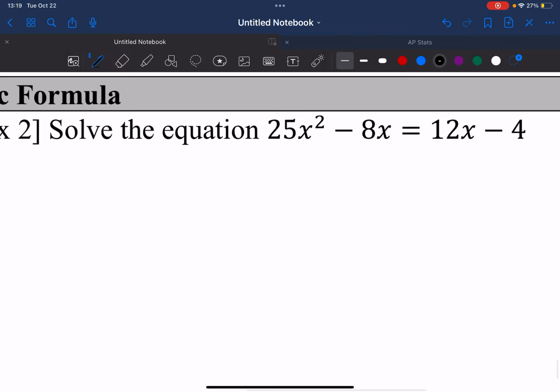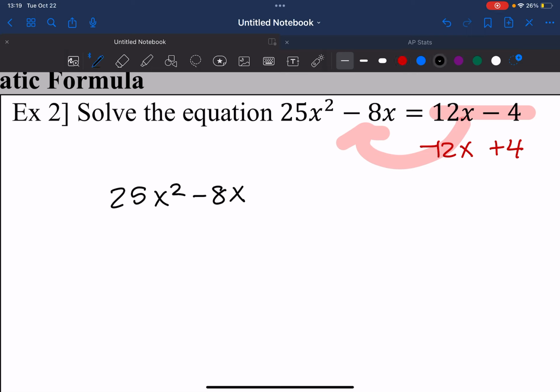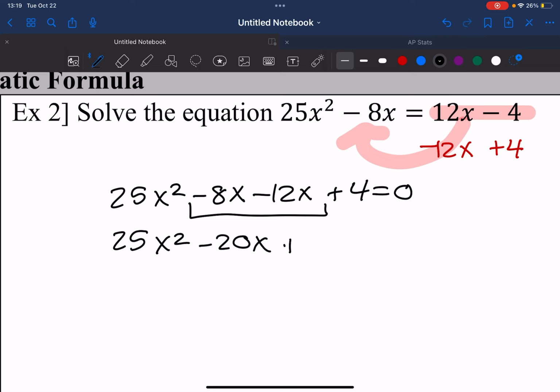Okay, let's look at number 2. So notice in number 2 that this is not in standard form. We have to take everything on the right side and move it over to the left because we want that side equal to 0. So I would subtract 12x and add 4 to the other side. So I have 25x squared minus 8x minus 12x plus 4 equals 0. Then I would combine the like terms in the middle, and I get 25x squared minus 20x plus 4 equals 0.